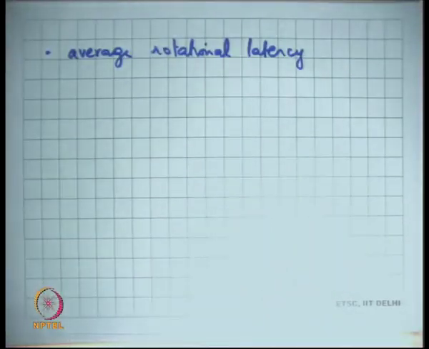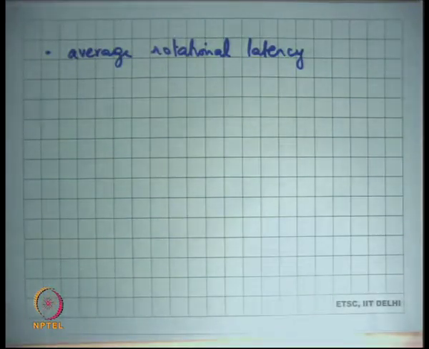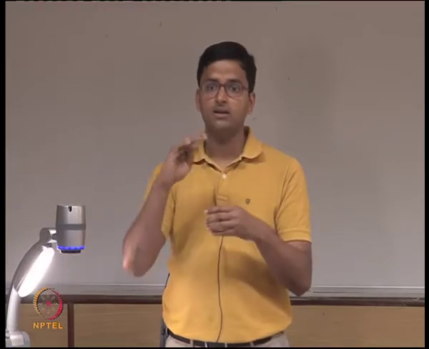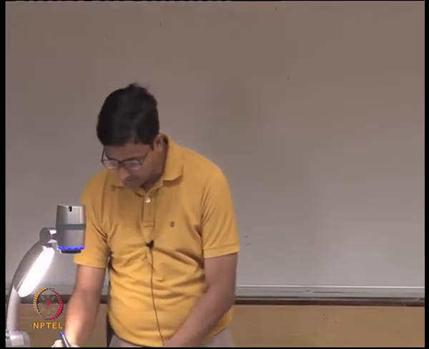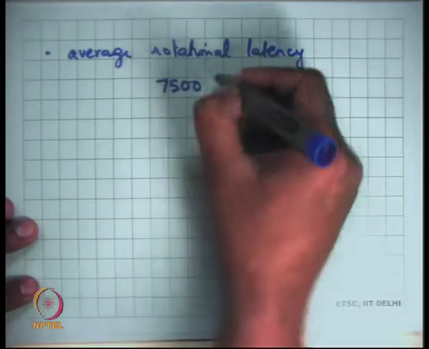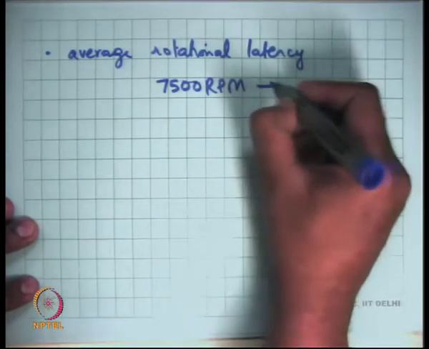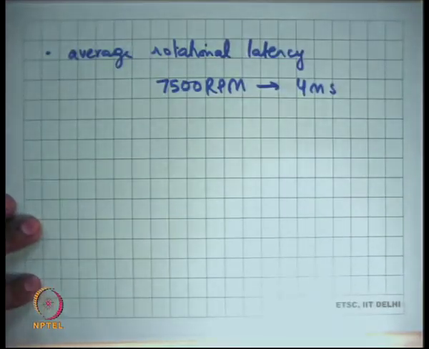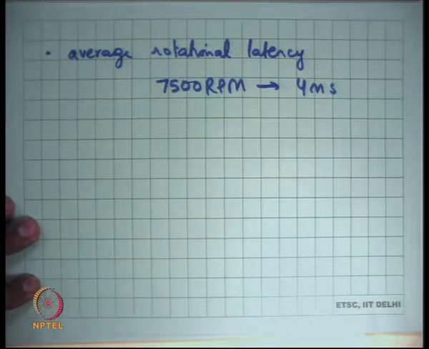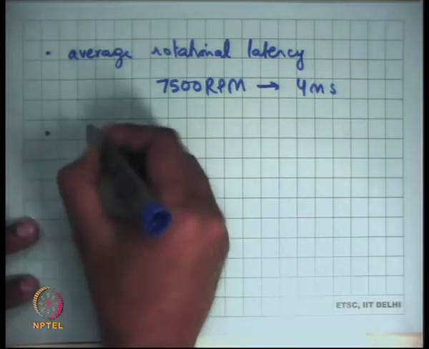So the seek time basically means the time it takes for the head to reach the track that you want to reach, and the rotational latency means the time it takes within the track to reach the sector that you need, right? So on average the rotational latency will be the time it takes to make half a revolution, right? So with let's say a 7500 RPM disk implies roughly 4 milliseconds average rotational latency, right?